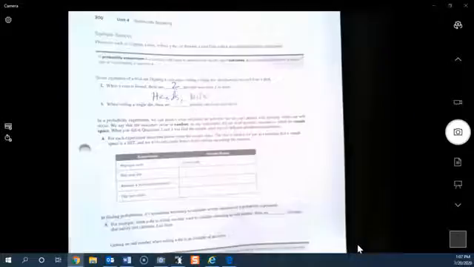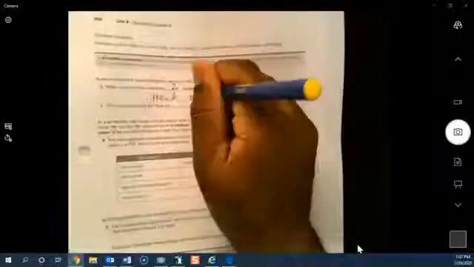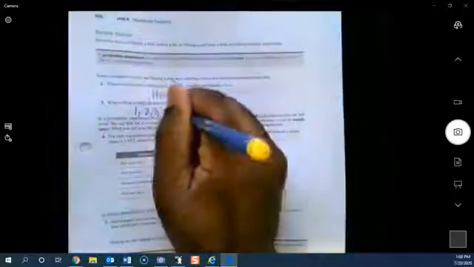When a coin is tossed, there are two possible outcomes, heads or tails. It says list them, so we will put heads, comma, tails. Those are the two possible outcomes. Now, number 3, it says when rolling a single die, there are blank outcomes and list them. Now, we're talking about a regular die. So there are 6 possible outcomes, and the possible outcomes are 1 through 6.